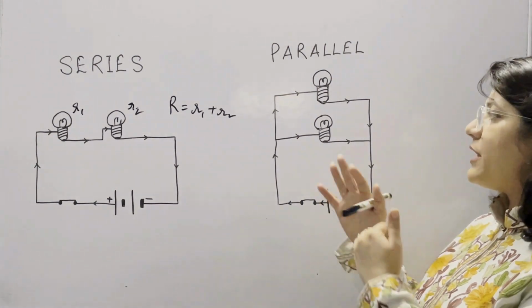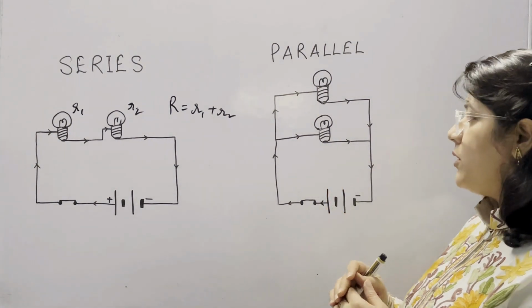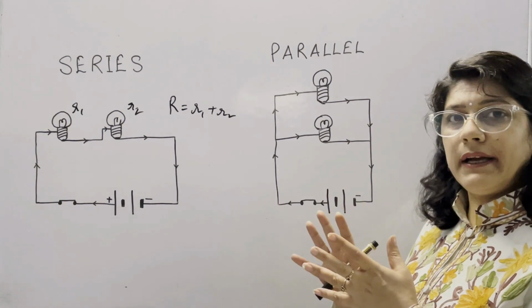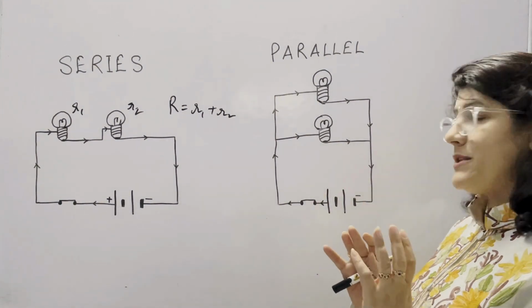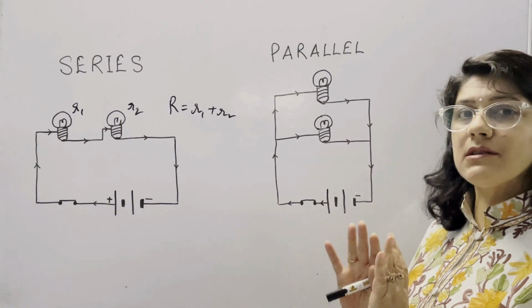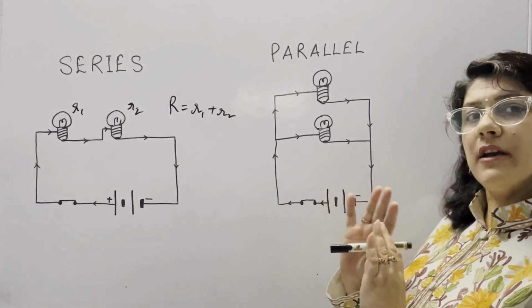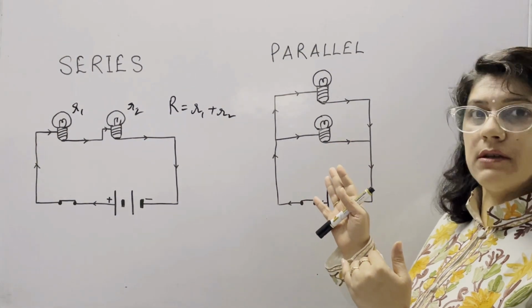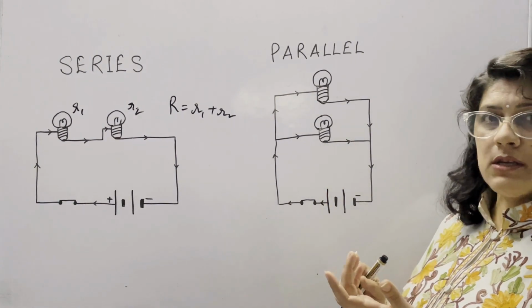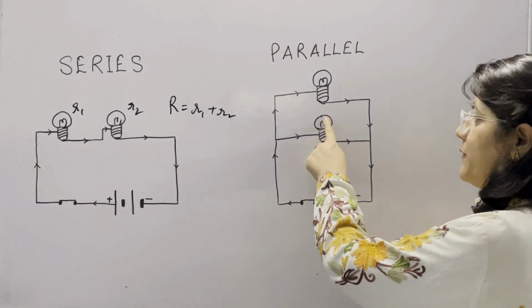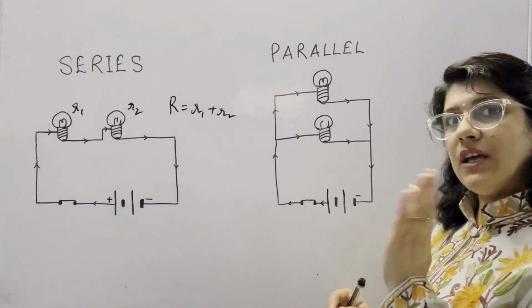In parallel combination, they work independently. So, the bulbs glow with the same brightness because the potential difference across the terminals of each bulb or resistance is the same. So, the brightness remains the same in all the components of the circuit. Moreover, if there is a fault, suppose the filament of one bulb gets fused or broken, then the other bulb will glow with equal brightness.